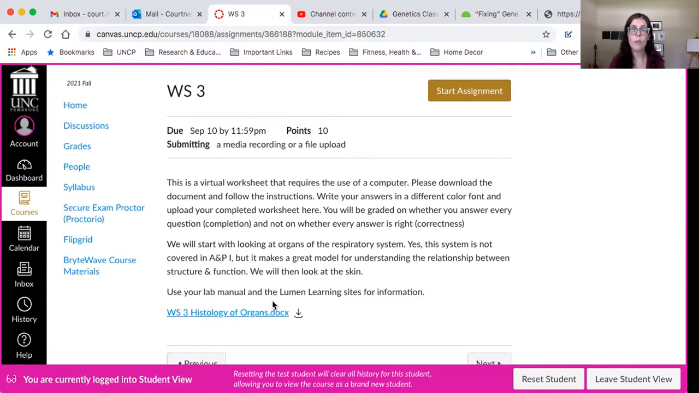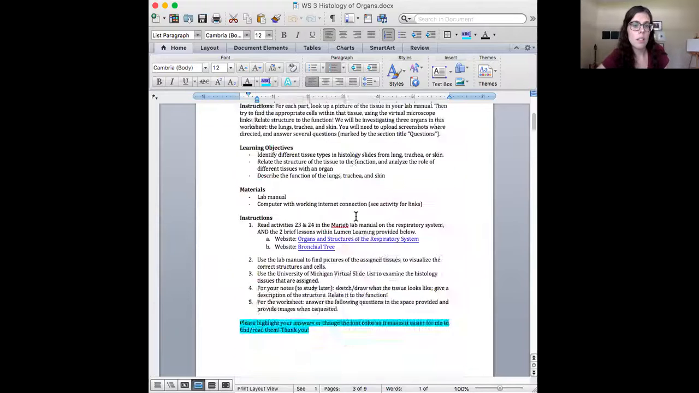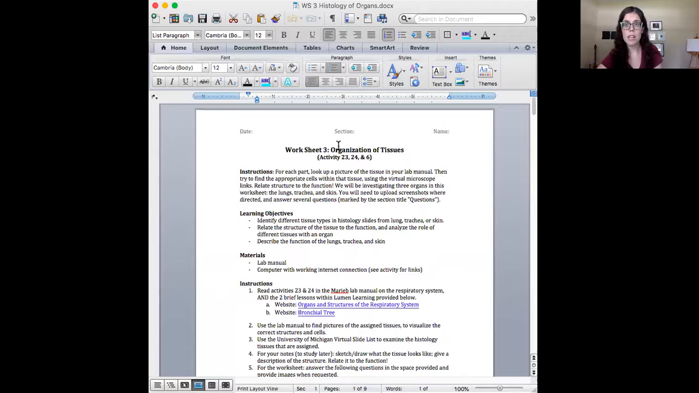This worksheet, like the other one, will call on you to upload screenshots and to answer questions. The questions are highlighted in a bright, fun teal color. So let's look at this worksheet. Again, this is worksheet 3. It uses a few different activities from your book. Again, the exact activity or exercise number might vary depending on what edition of the book you have for the lab manual. So please just look at the table of contents. You want the ones about the respiratory system, and then again, pull up that tissue specific activity.